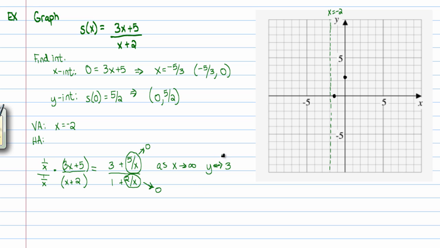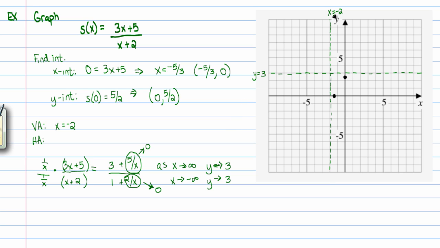The same argument can be used as x approaches negative infinity. The fact is that you still have large denominators here, so you still have 3 plus 0 over 1 plus 0, so the output is still going to approach 3. So I'm going to go ahead and graph on here the horizontal asymptote so we can see how it's going to tend as time goes on. So there we have it.